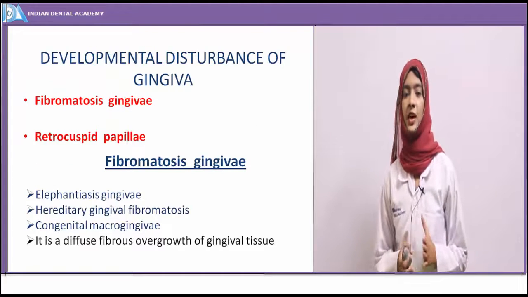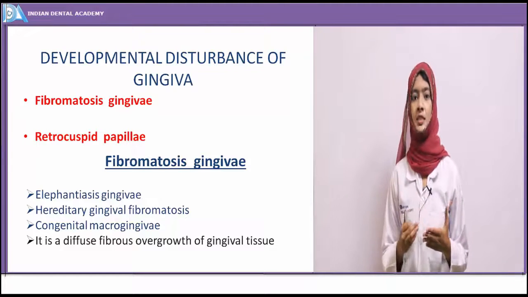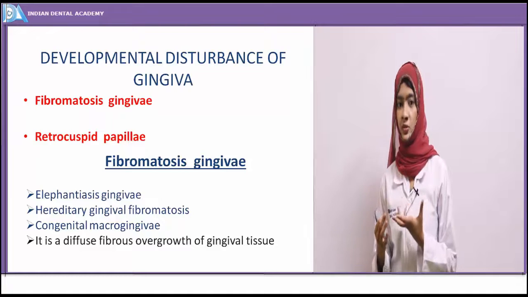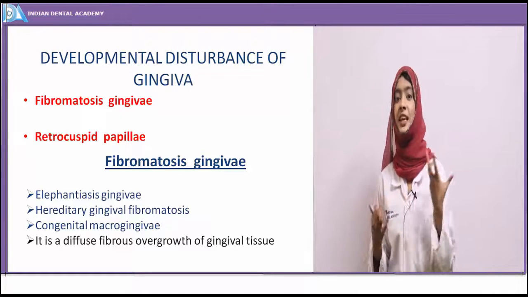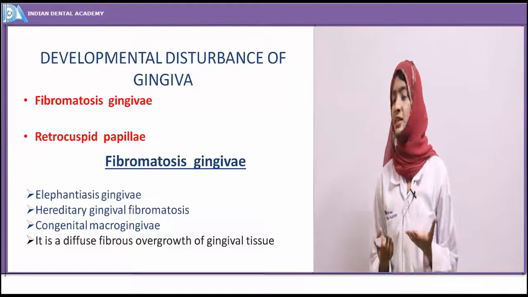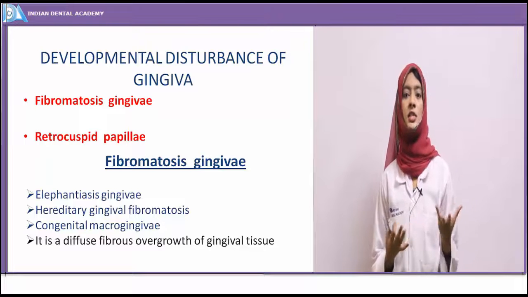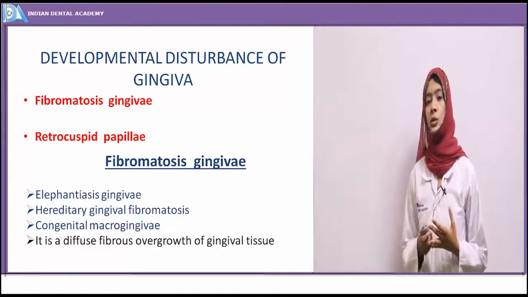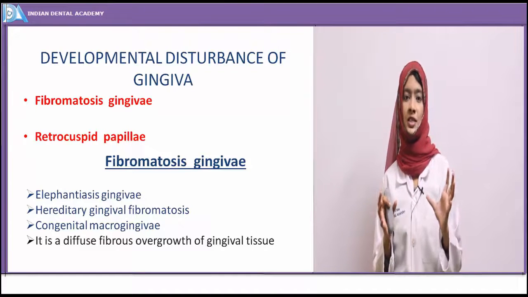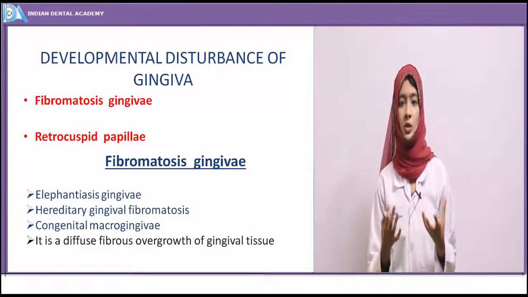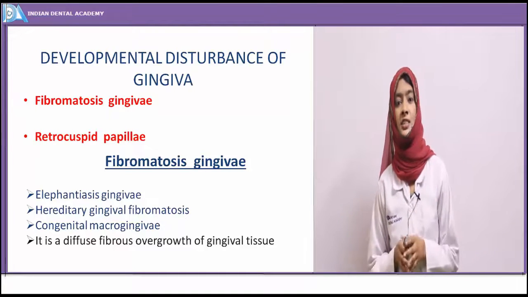Developmental disturbance of gingiva: fibromatosis gingiva, also known as elephantiasis gingiva or hereditary gingival fibromatosis. The name itself gives you an indication. Elephantiasis gingiva means the gingiva is enlarged to such an extent that it got its name as elephantiasis gingiva. Hereditary gingival fibromatosis, the name itself indicates that the etiology is hereditary. So what is fibromatosis gingiva? The gingiva is enlarged to such an extent that you won't be able to see the normal teeth. When you open the oral cavity, the gingiva is full, fibrous and enlarged.